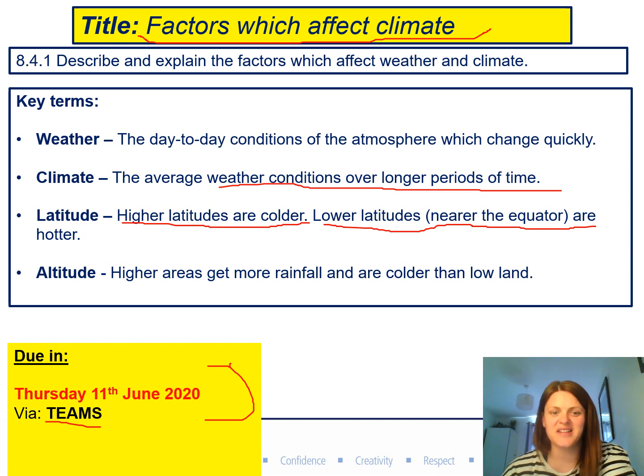Altitude. This is basically as you go up, as the land increases in height. So as you go up, higher areas get more rainfall and are colder. So if you're up a mountain, you're going to experience a different climate to that if you're at the bottom. Okay, let's move on.